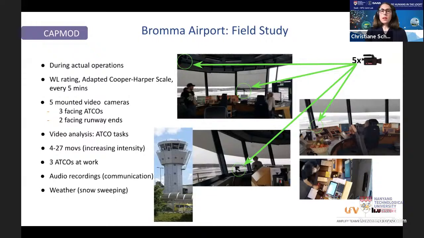We used 5 video cameras. So there were 3 facing the ATCOs and 2 the runway ends. From the video analysis, we gained the ATCO tasks. And during our 4 hours of operation, we had a quite varying intensity of the number of movements. We started with 4 movements in the very first hour and had 27 movements in the last hour of peak traffic. We have 3 ATCOs, we have the audio recordings, and what we have, which we do not have in simulation, is actually weather. So this is in Sweden, so we had snow sweeping appear quite heavily in the first 3 hours.